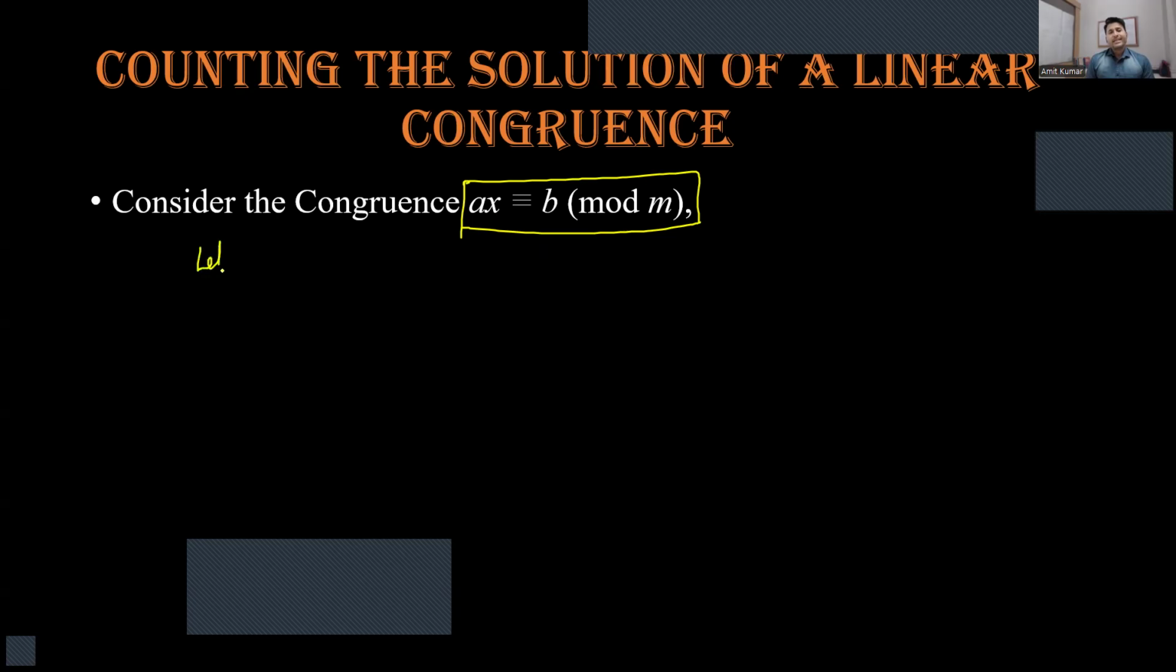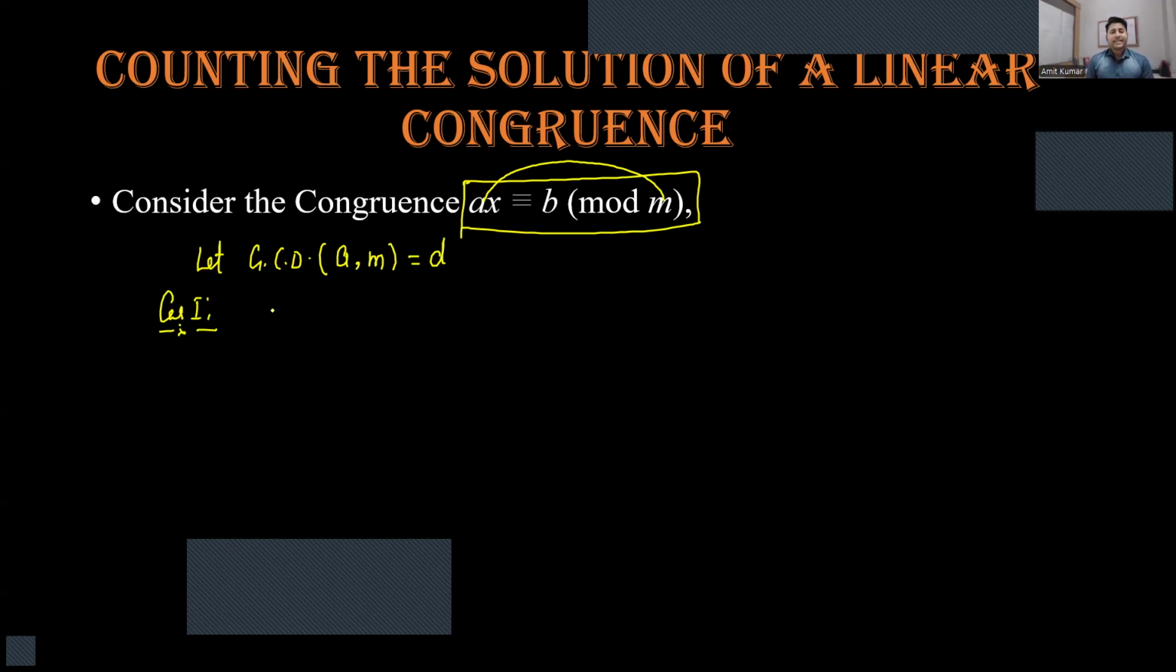Just consider that the GCD of the integers a and m is d. Let the GCD be d. Then there are three cases for this. This concept is based on one of the important concepts of divisibility, which is known as GCD, greatest common divisor.